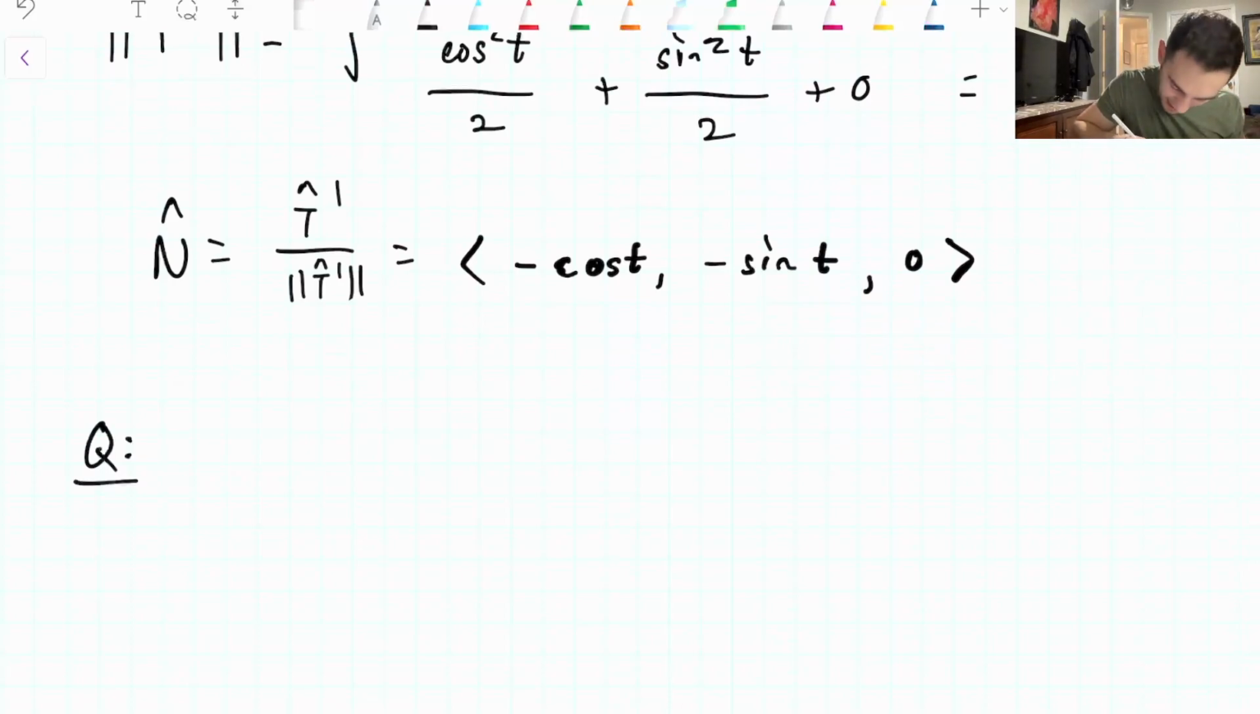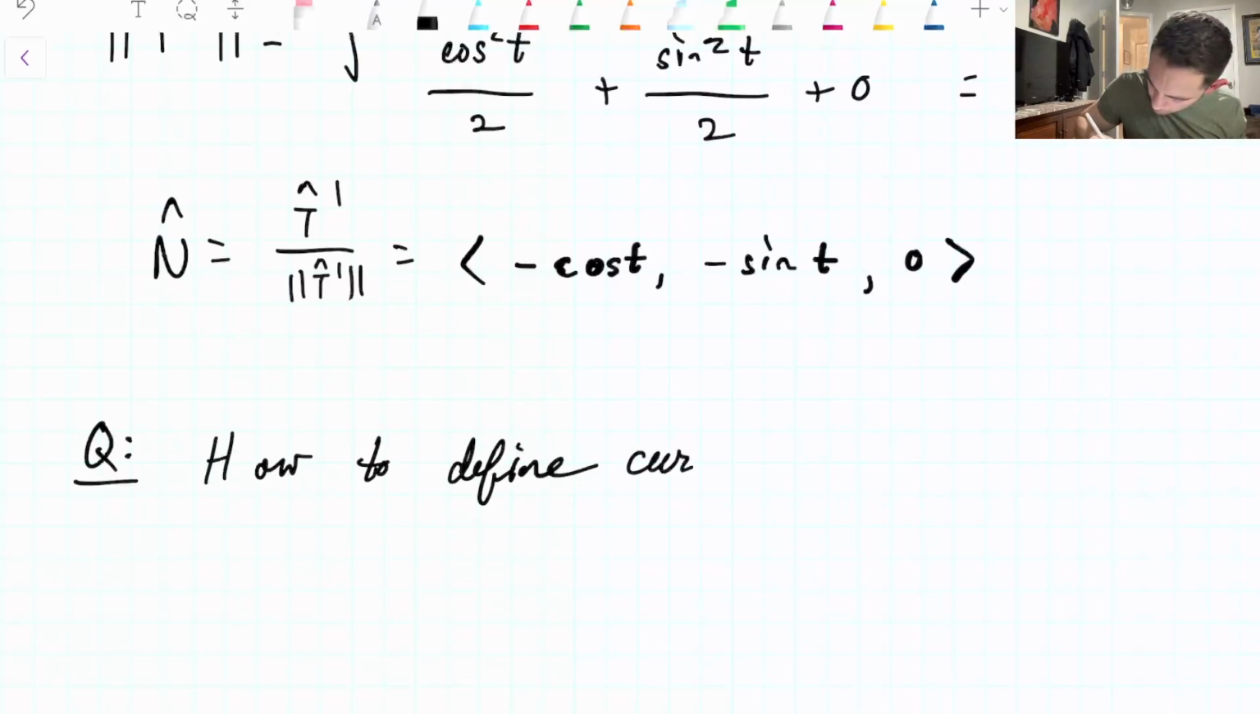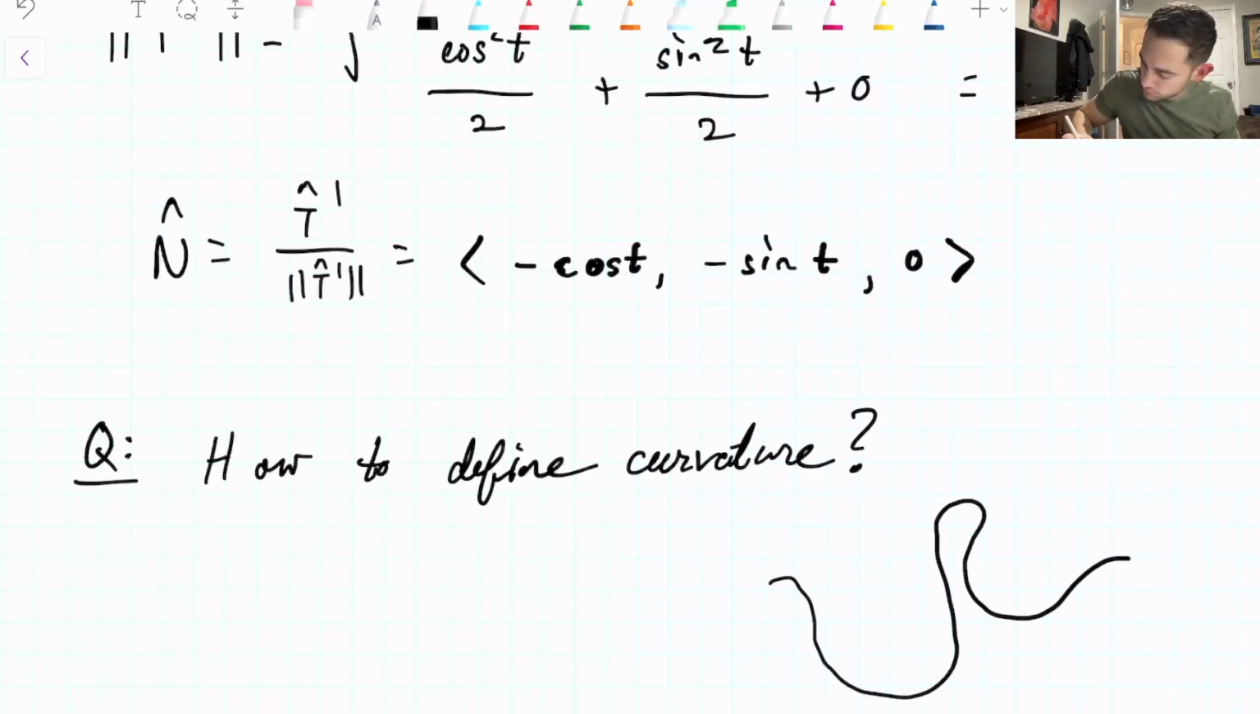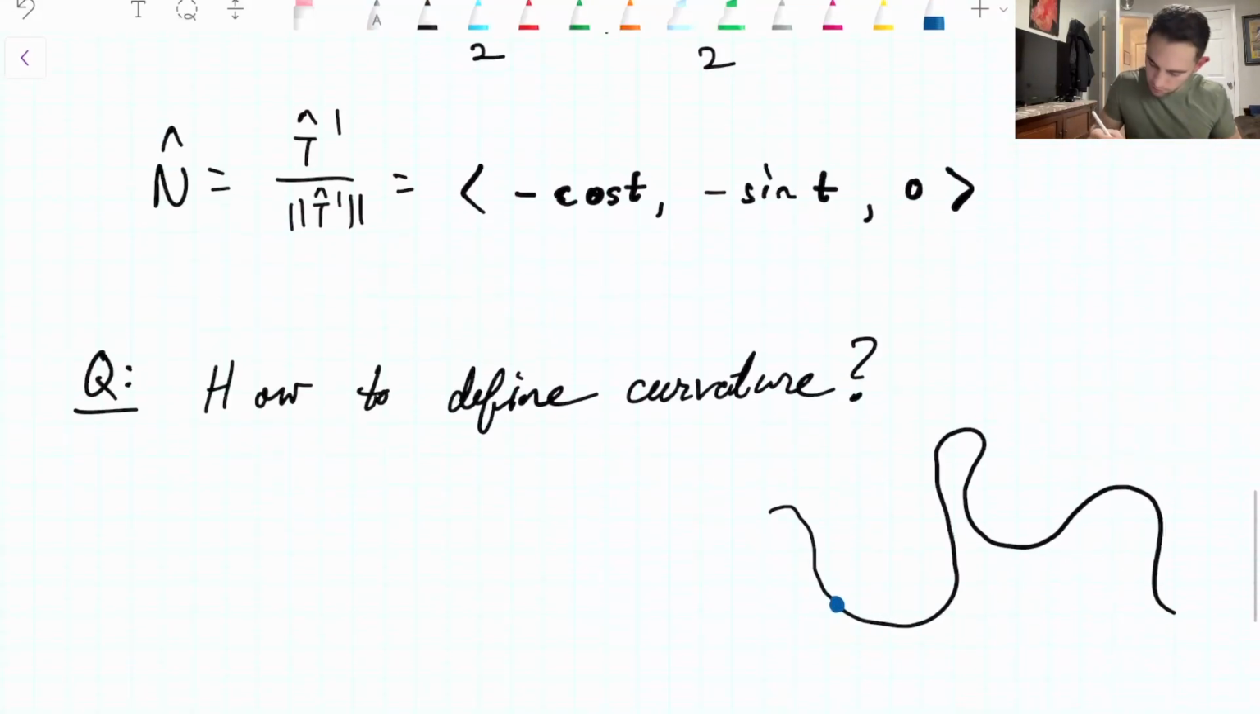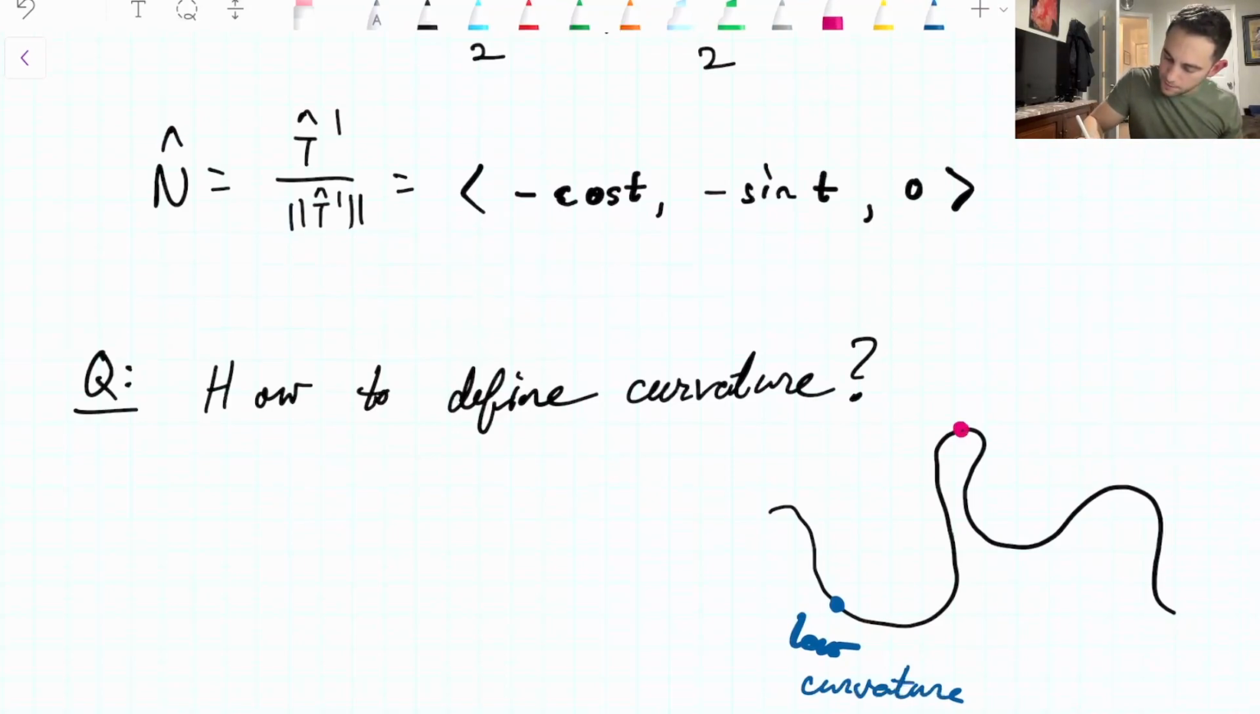So the big question is how to define curvature. So I should draw a picture. Evidently, this is a point here of low curvature. Whereas here I would see a point of really high curvature.